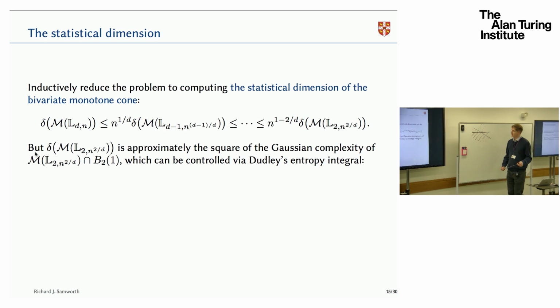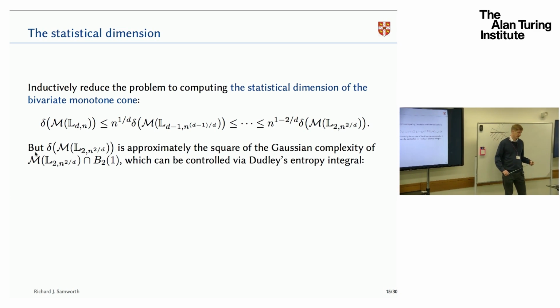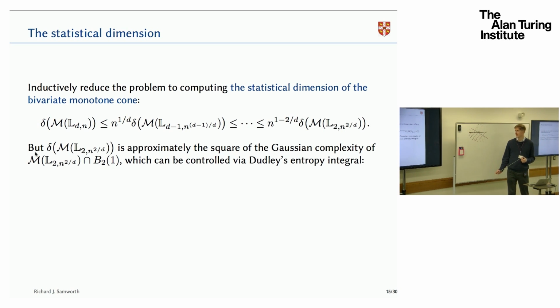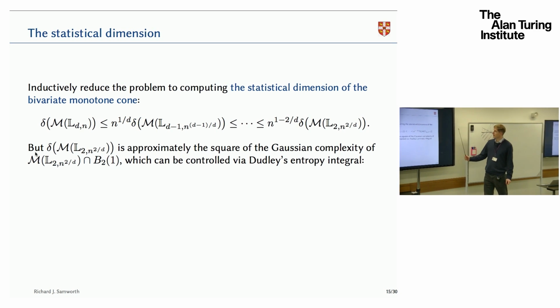Okay, so what's known about the statistical dimension of the monotone cone? There's a very nice result in one dimension that's again in this Amelunxen paper, that the statistical dimension of the monotone cone in one dimension is exactly equal to the sum of the first n terms of the harmonic series. So it's basically log n. And then in the bivariate case, it's also known that it behaves polylogarithmically in n. But in higher dimensions, nothing was known about this.